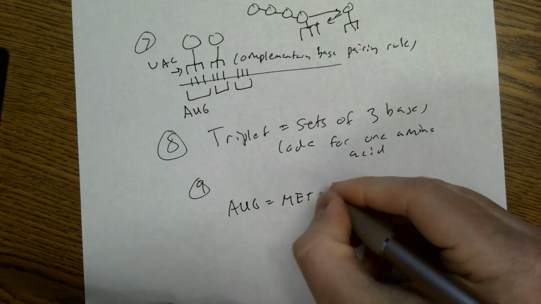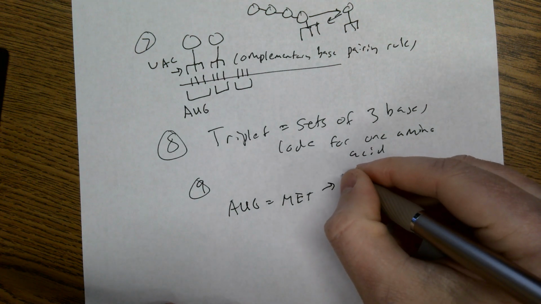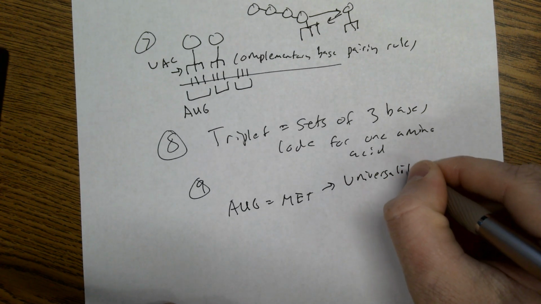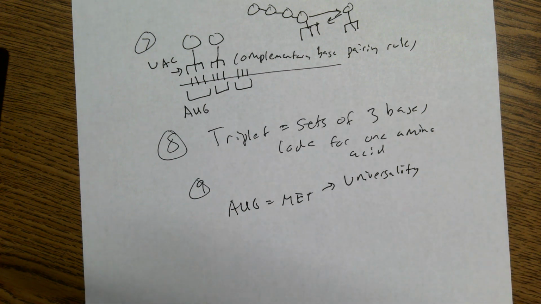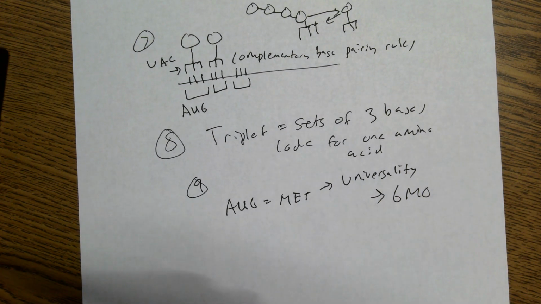And it always codes for methionine in every living thing. This is called universality. Basically what it means is, if you have the same triplet, it will be the same amino acid in plants, animals, bacteria, fungi, etc. And it allows for GMOs, or genetically modified organisms, because we can take a gene and put it in a different organism and it will still make the same protein because of the universality of the genetic code.